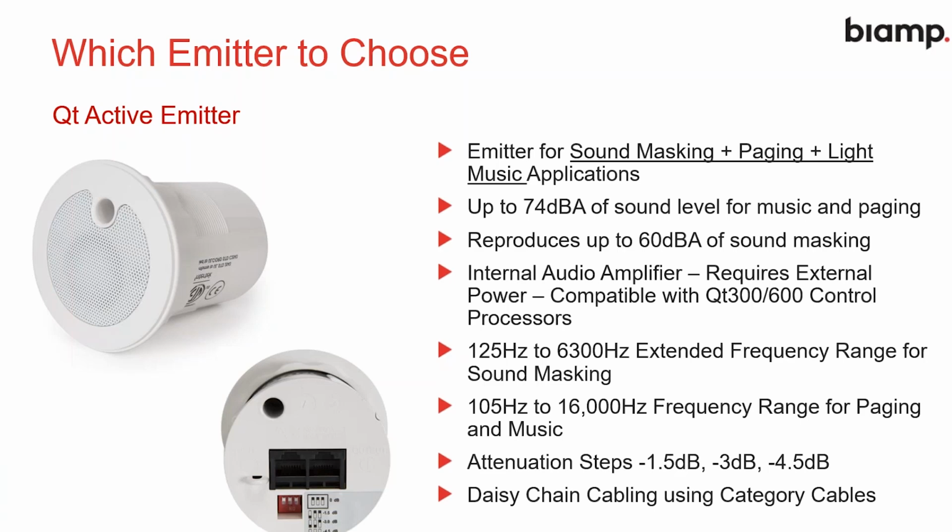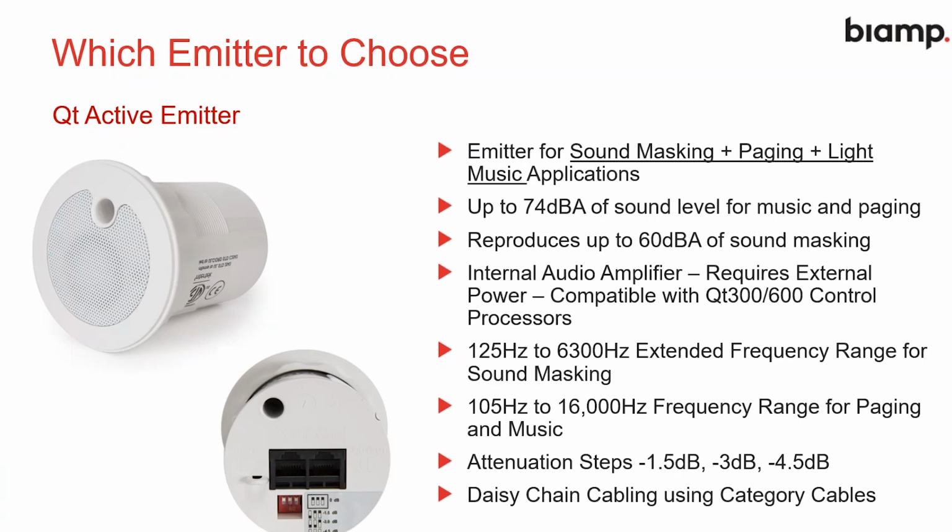And it requires a power supply and an injector, which I'll explain later on. And it is slightly louder. It's about 10 dB louder than the standard emitter. So with this emitter, we can play paging and background music as well as sound masking, although it is useful for sound masking only applications as well.